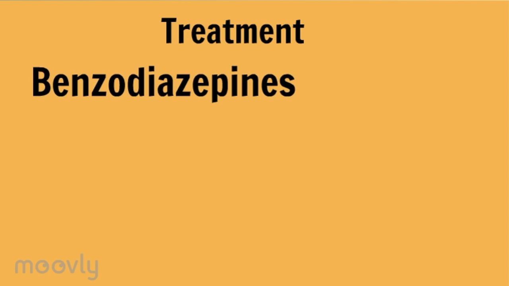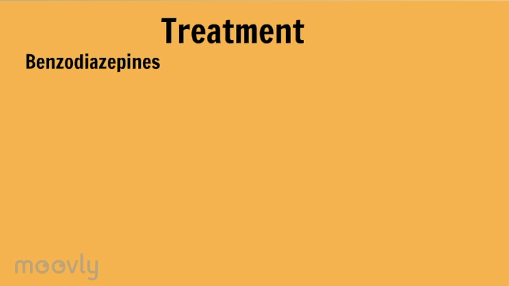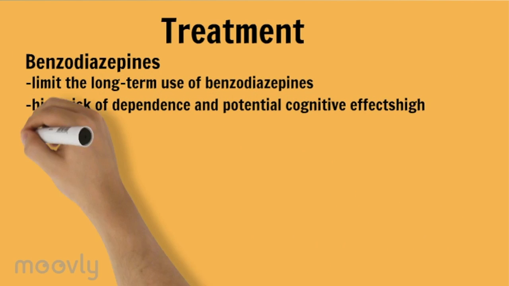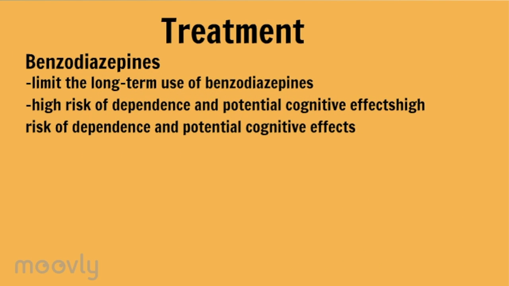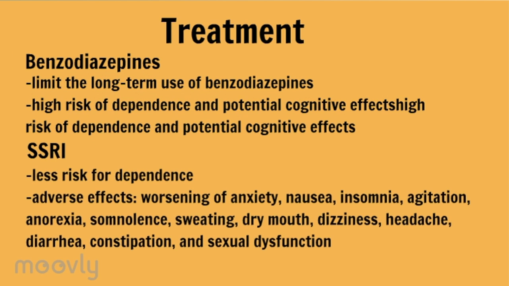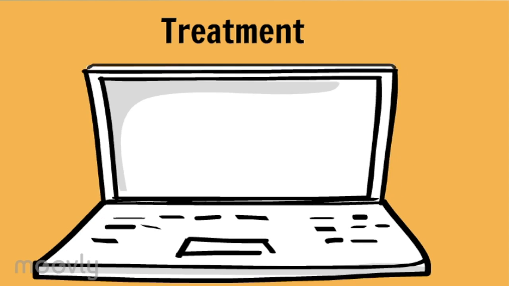The general recommendation is to limit the long-term use of benzodiazepines due to their lack of efficacy for long-term use and the high risk of dependence and potential cognitive effects. SSRIs tend to have less risk for dependence associated with them, but common adverse effects include a worsening of anxiety, nausea, insomnia, agitation, anorexia, somnolence, sweating, dry mouth, dizziness, headache, diarrhea, constipation, and sexual dysfunction.